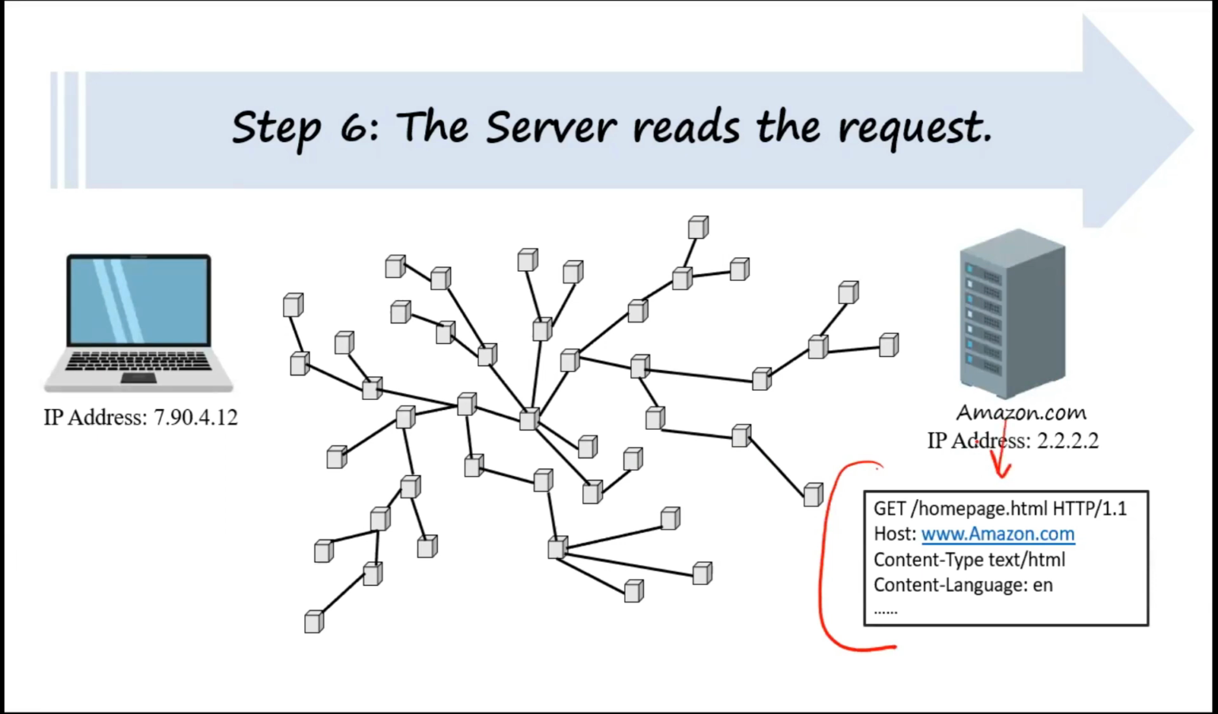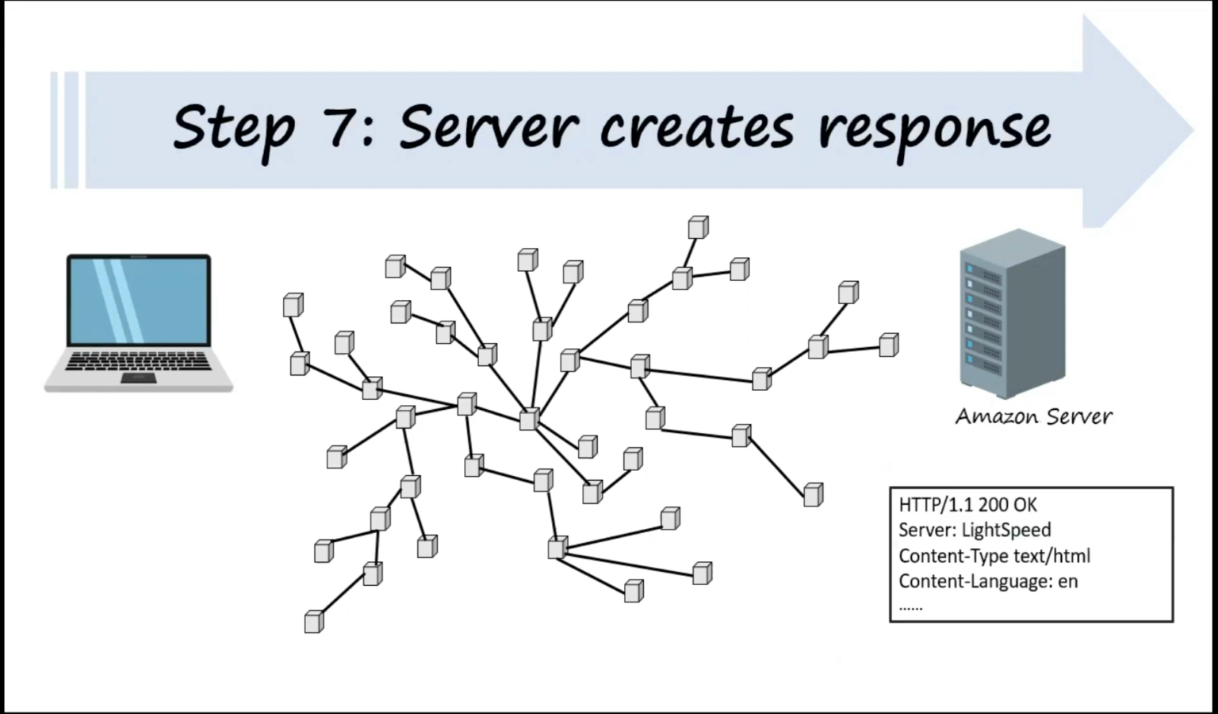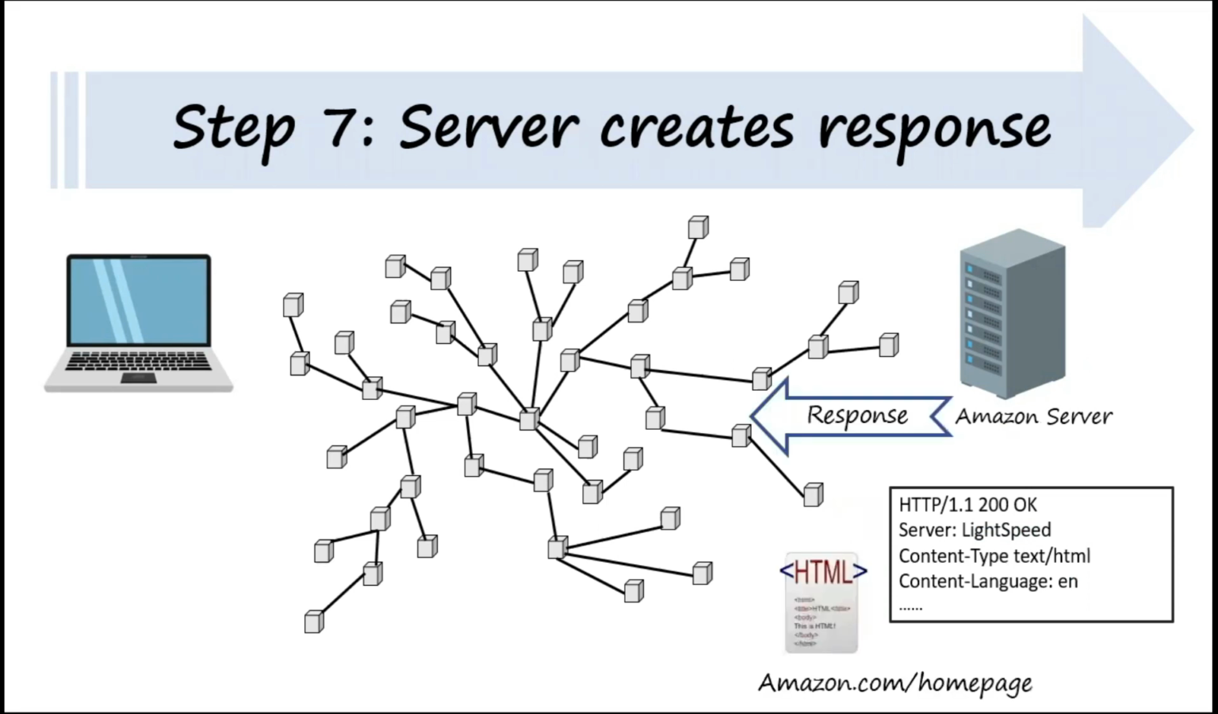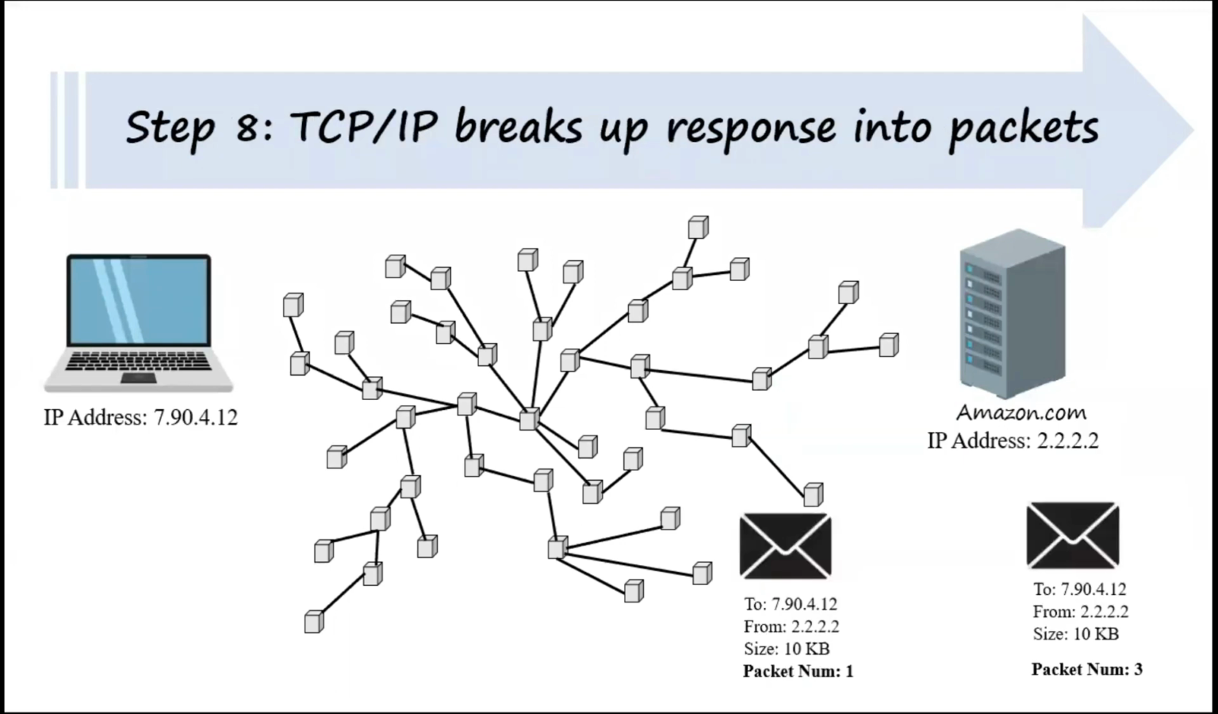Okay, so now the server has read the request. After understanding the request, the server creates the HTTP response. The response will have the status code, the server name, content type, and other important information. HTML files are also included in this response. Your response contains the actual data with it. All of this is packed as an HTTP response, which then gets broken down into multiple packets and sent back to the device that initiated the request.